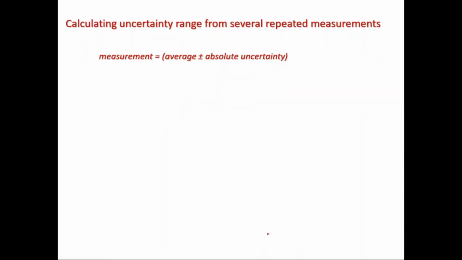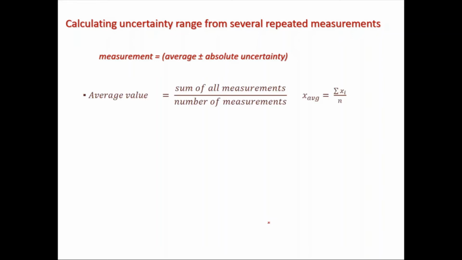When you are making several, repeated measurements, what will be your uncertainty? The measurement in this case is going to be equal to the average plus or minus the absolute uncertainty. How are we going to find the absolute uncertainty during repeated measurements? We first find the average value, which is the sum of all measurements divided by the number of measurements. Then the absolute uncertainty is equal to the range divided by 2. Within your measurements, we determine the maximum value and the minimum value, subtract them, and divide by 2. It will give you the absolute uncertainty.